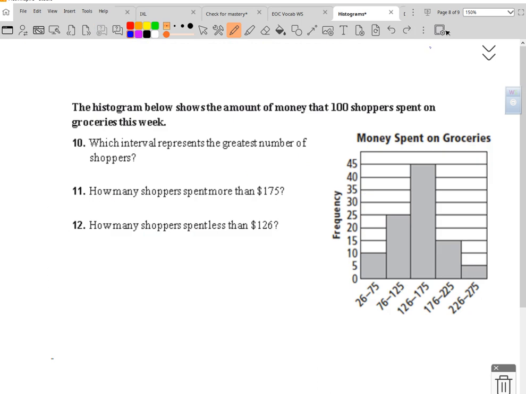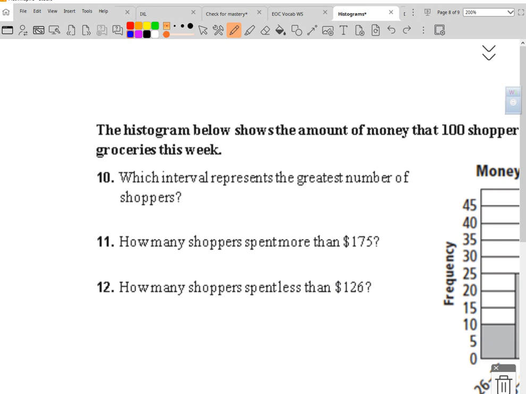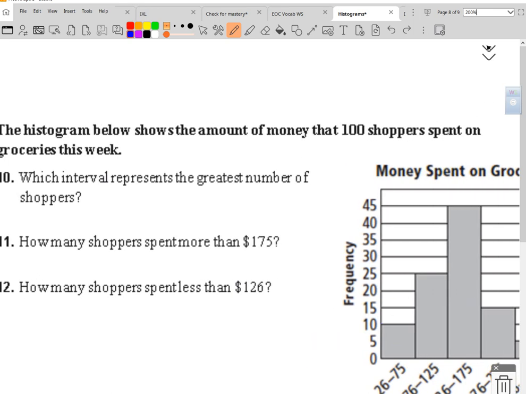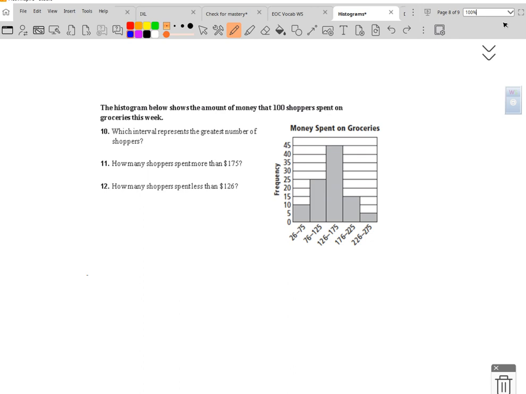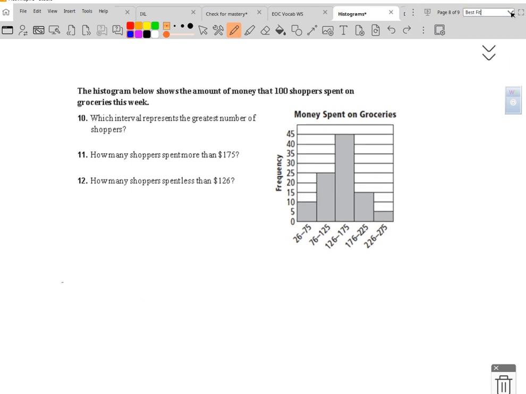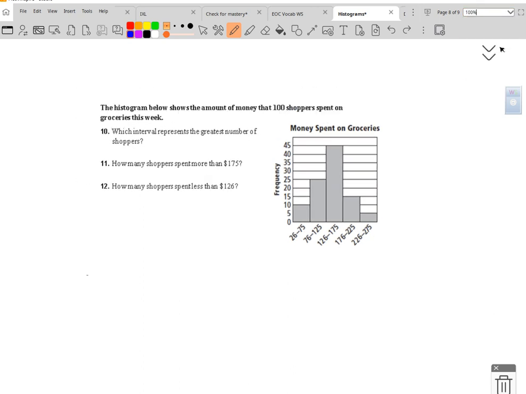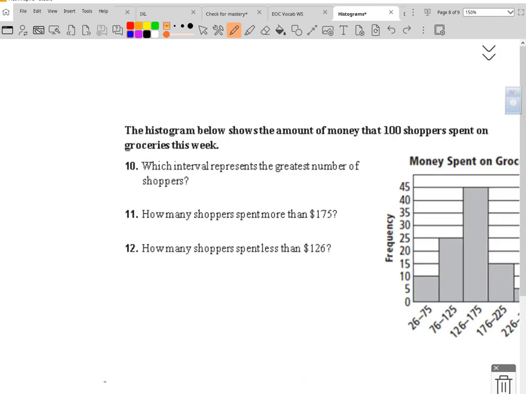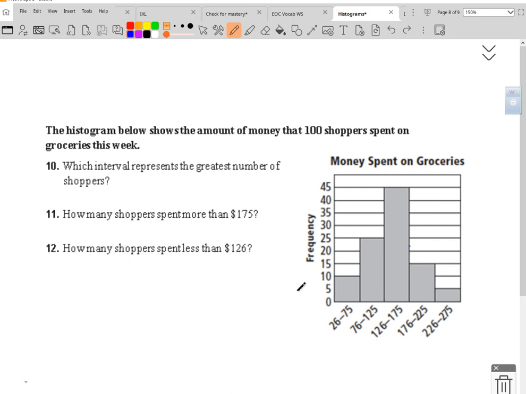Alright, let's look at this because we did not do an example of this. This is where we're just reading the histogram. I need you guys to watch up here with me. Okay, so can we all recognize this as a histogram?